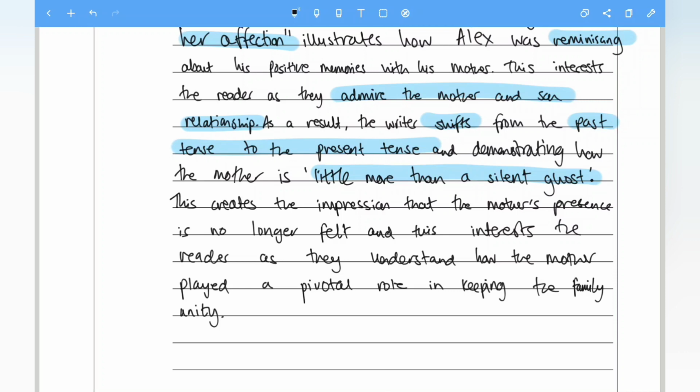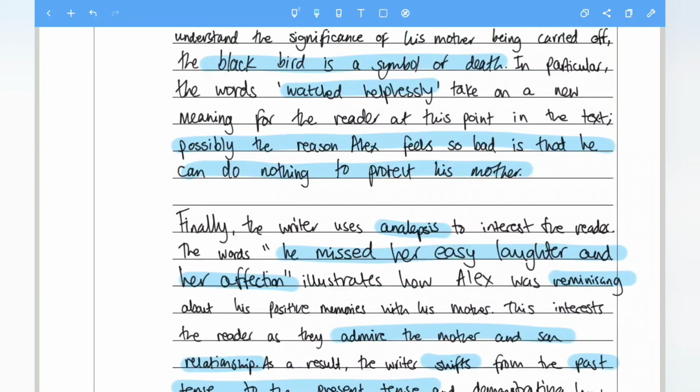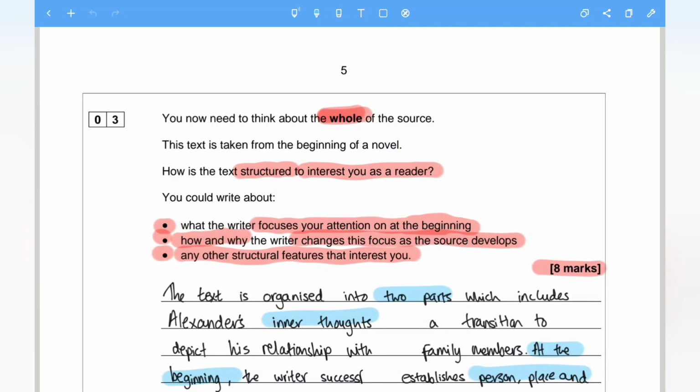So what is so good about this answer in simple terms, students, is it has successfully analyzed structure for effect. So I have explained how structure is used to interest the reader. I have used a range of quotations. As you can remember, the question says the whole of the source. So have I provided in-depth exploration of structure? Absolutely. And is it sophisticated and perceptive? Yes. So for that reason, this would be a grade 9 response for question 3.